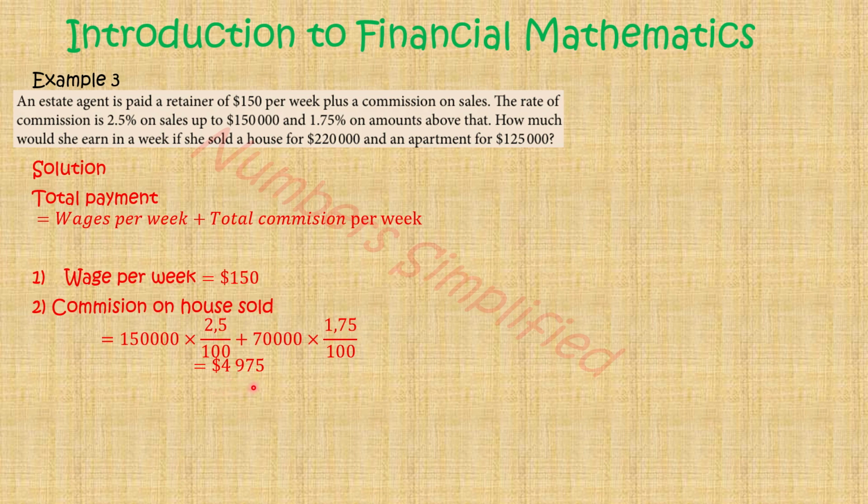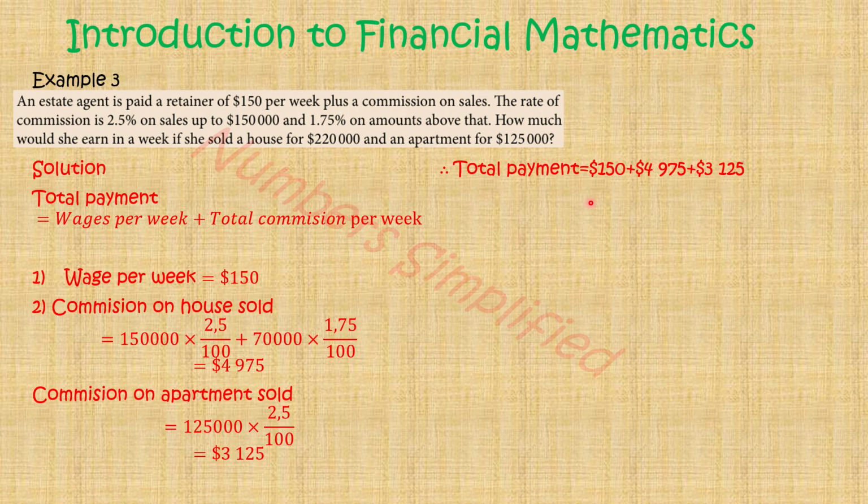So of course, working the solution out, we are going to get $4,975. And when it comes to the apartment now, the apartment has a value that is less than 150,000, meaning that the commission earned would be 2.5%. So we find 2.5% of the value of the apartment, which is 125,000, and calculating that, we are going to get $3,125. Therefore, the total payment becomes, in the final, we get $8,250 as the final answer.